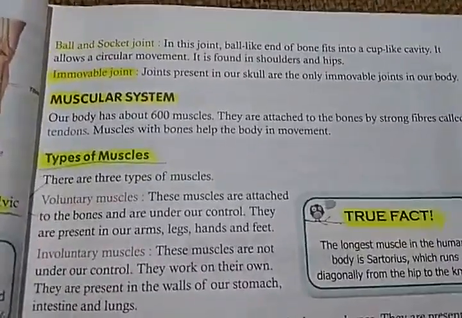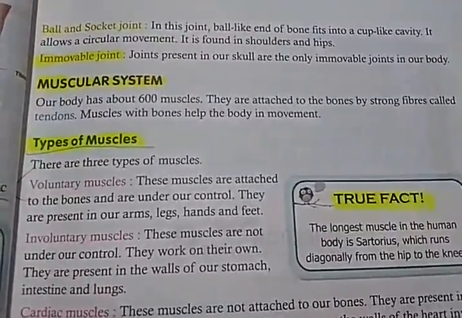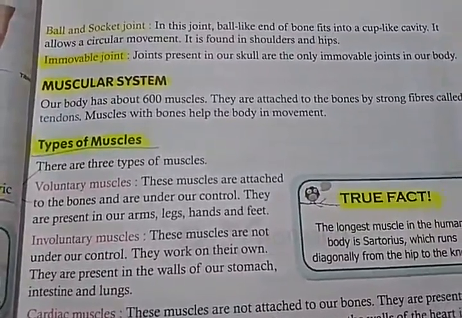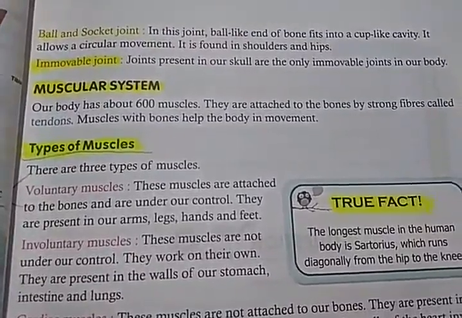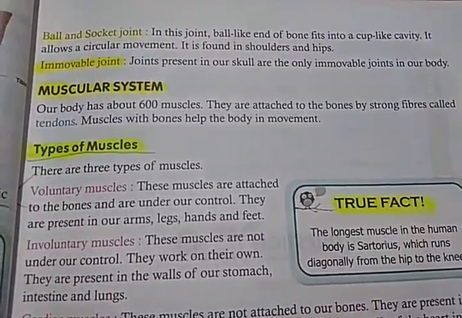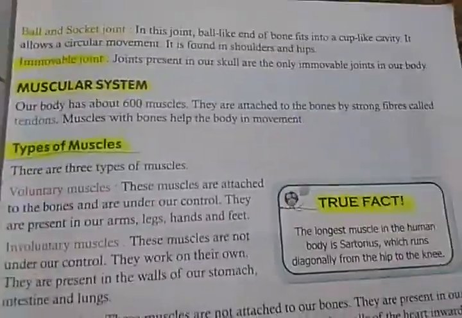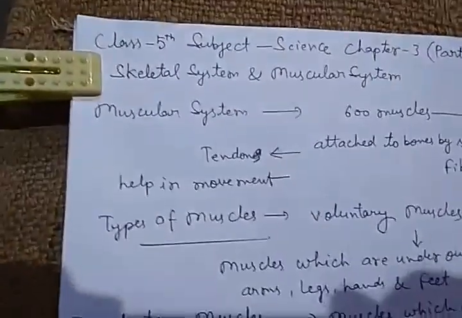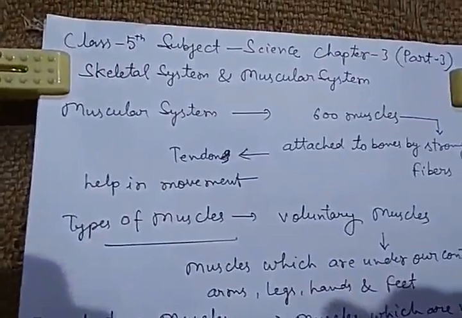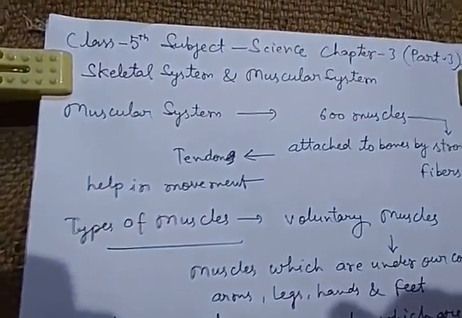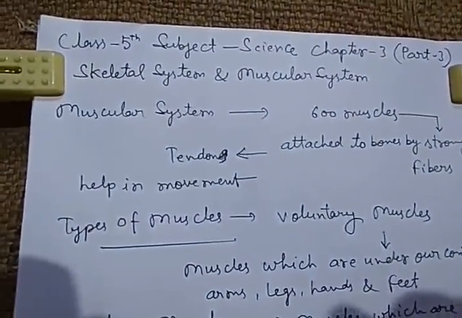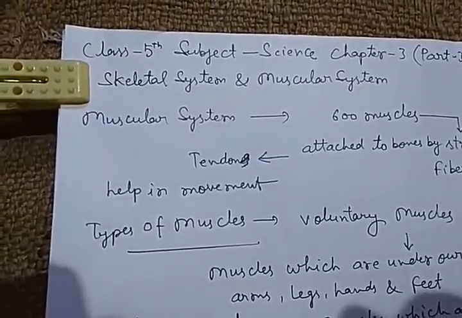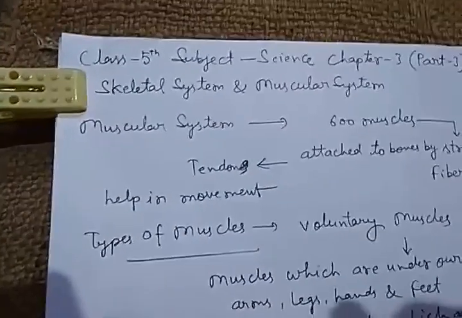Now the next heading is muscular system, and today we will know what the muscular system is. Our body has about 600 muscles. They are attached to the bones by strong fibers called tendons. Muscles with bones help the body in movement. Now look here, muscular system. It is made up of 600 muscles attached to the bones by strong fibers. Those fibers are called tendons, which help in the movement.